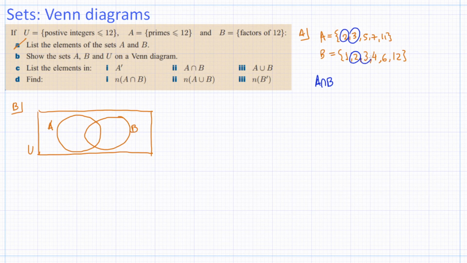2, 3, and that's it. Because any other one will be combining the previous one, so it's not going to be a prime number, right? So the elements that we have inside, which are common to those two, are 2 and 3. Now what do I have on set A, which is not on set B? 5, 7, and 11. What do I have on set B, which is not on set A? 1, 4, 6, and 12.